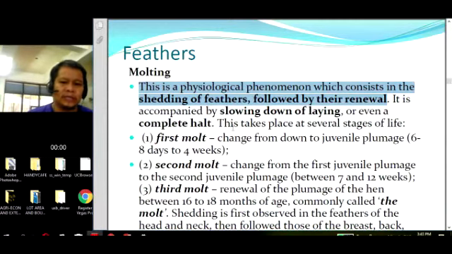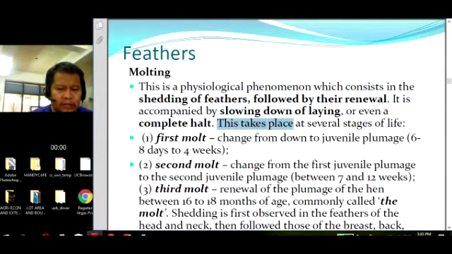So there are different stages of molting in a chicken's life. This takes place at several stages of life. First one, we have the first molt. The feather changes from down. Down is the first feather. This is the feathers that we have observed from the young chicks, no? Yung mga bata pa sila na unang balhibo nila ay ang down. Then the down changes to the juvenile plumage at 6 to 8 or up to 4 weeks.